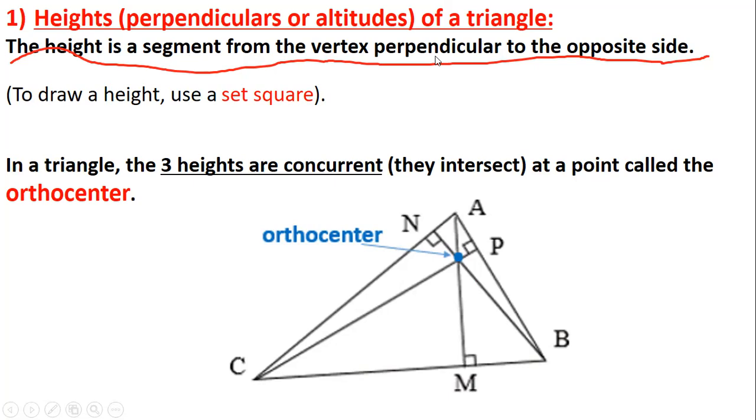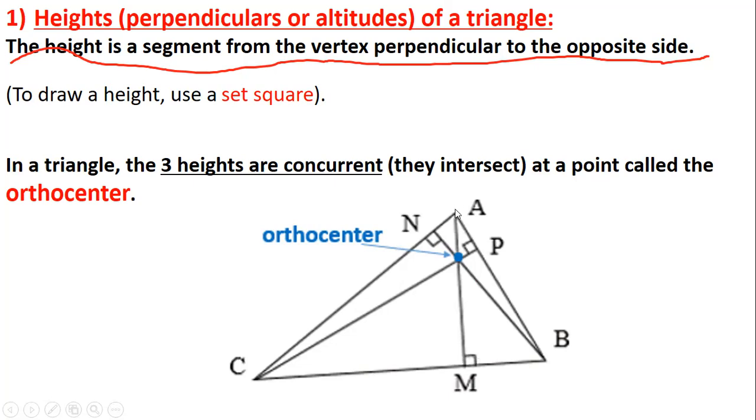So what does the definition say? To draw a height, I will draw a segment from the vertex perpendicular to the opposite side. To draw a height, we use the set square. So if I wanted to draw the height from A, I should draw it to the opposite side BC. I bring the long ruler, I put it on BC, and I draw a height. I make the right angle sign.